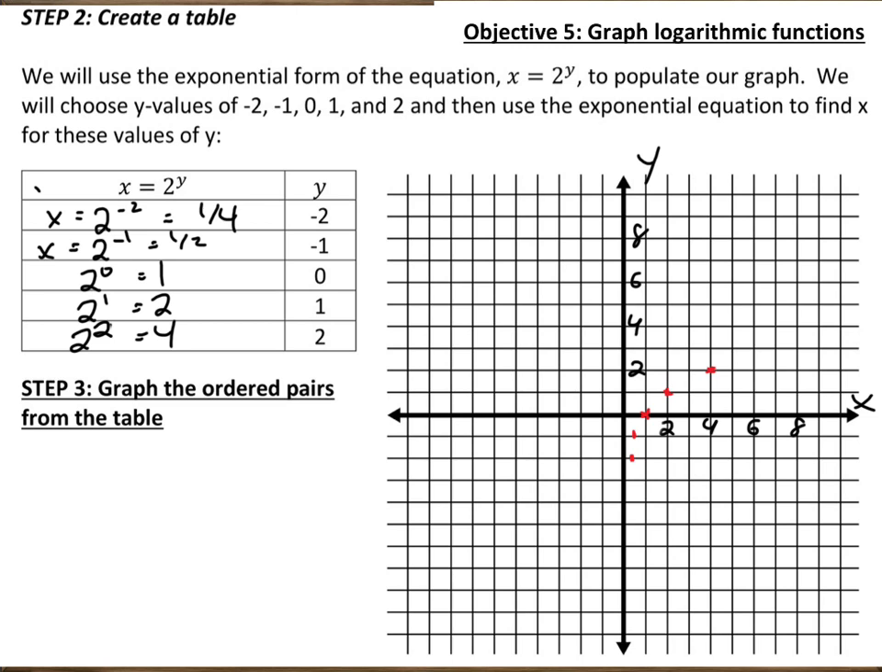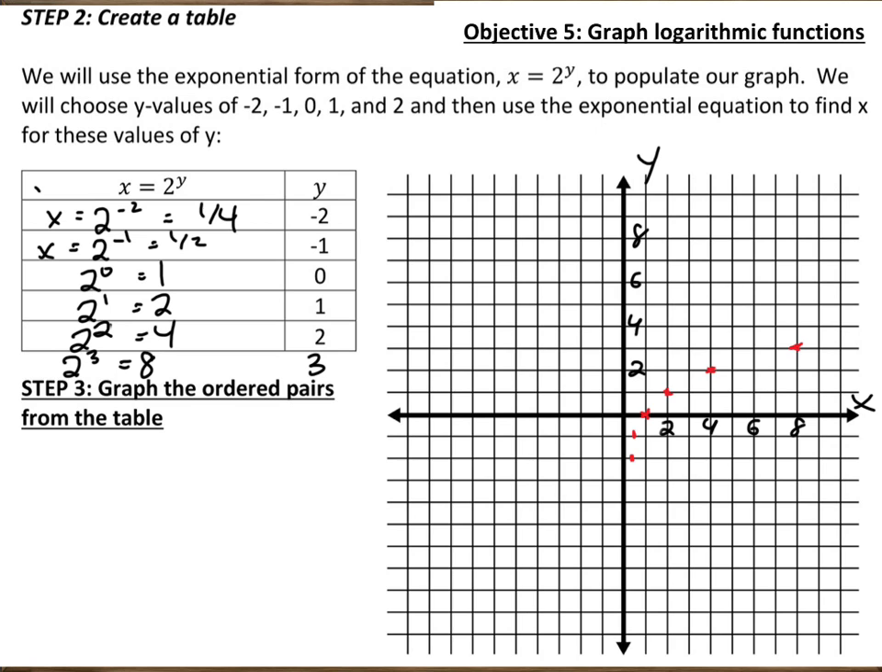I think I was thinking about the 4 too early. 2 squared equals 4. If we want one more point here, we could do 2 to the 3rd power equals 8, just to get one more point on this graph. So when x equals 8, y equals 3. So x equals 8, y equals 3. So that's this point right here.